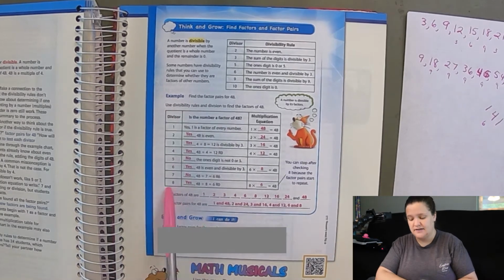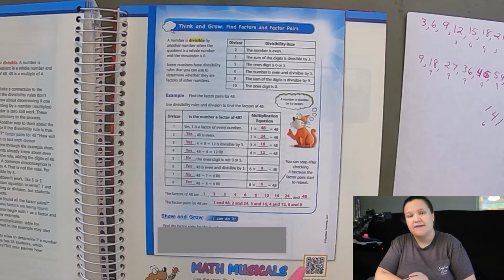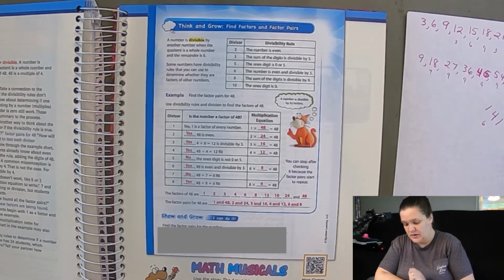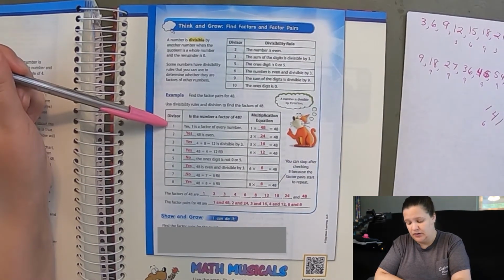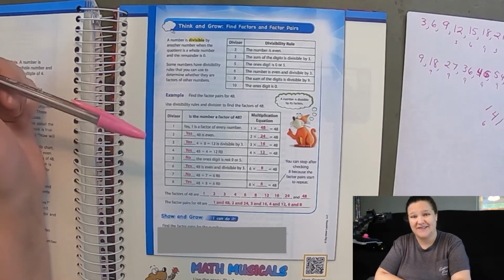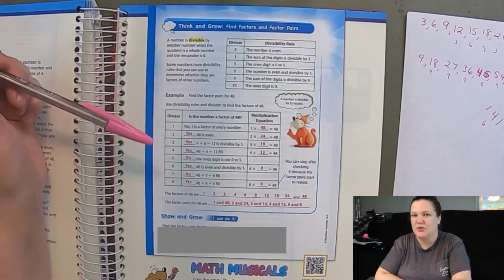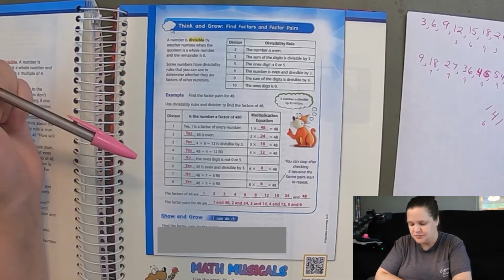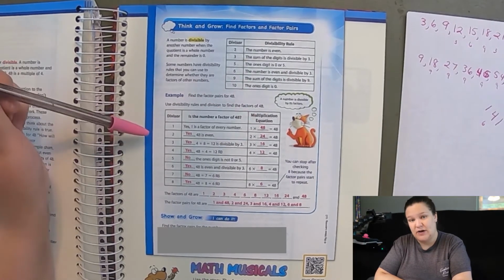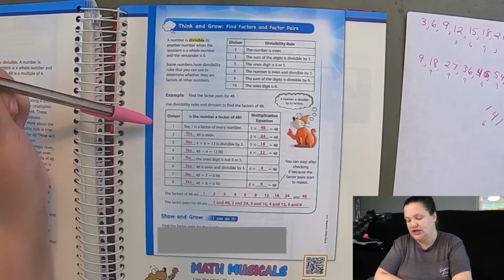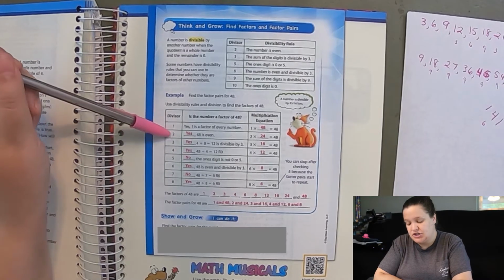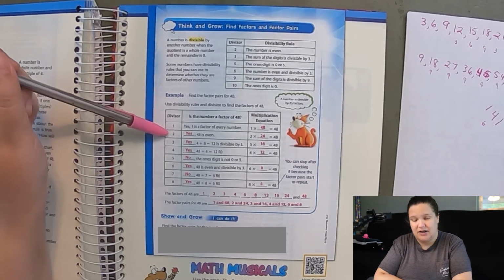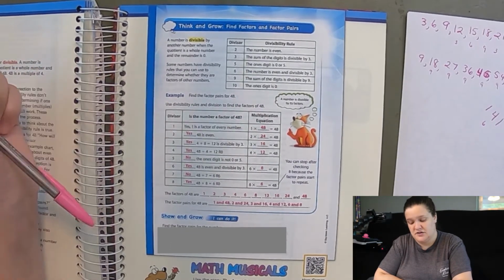All right, so you're going to fill in this chart to find the factor pairs for 48. So, 1. Is 48 divisible by 1? Yes, because remember, 1 is a factor for every number. So the multiplication equation would be 1 times 48. Okay, 2. Is 48 even? Yes. So 2 is a factor. So then you'd figure out the multiplication.